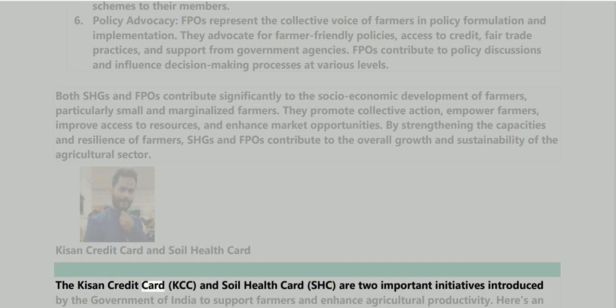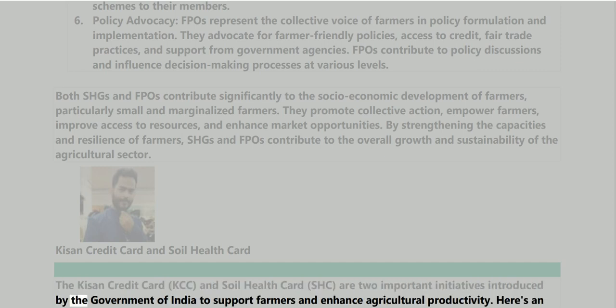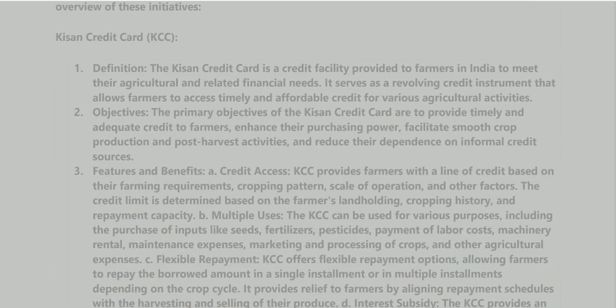The Kisan Credit Card, KCC, and Soil Health Card, SHC, are two important initiatives introduced by the Government of India to support farmers and enhance agricultural productivity. Here is an overview of these initiatives. Kisan Credit Card, KCC. One, definition: the Kisan Credit Card is a credit facility provided to farmers in India to meet their agricultural and related financial needs.